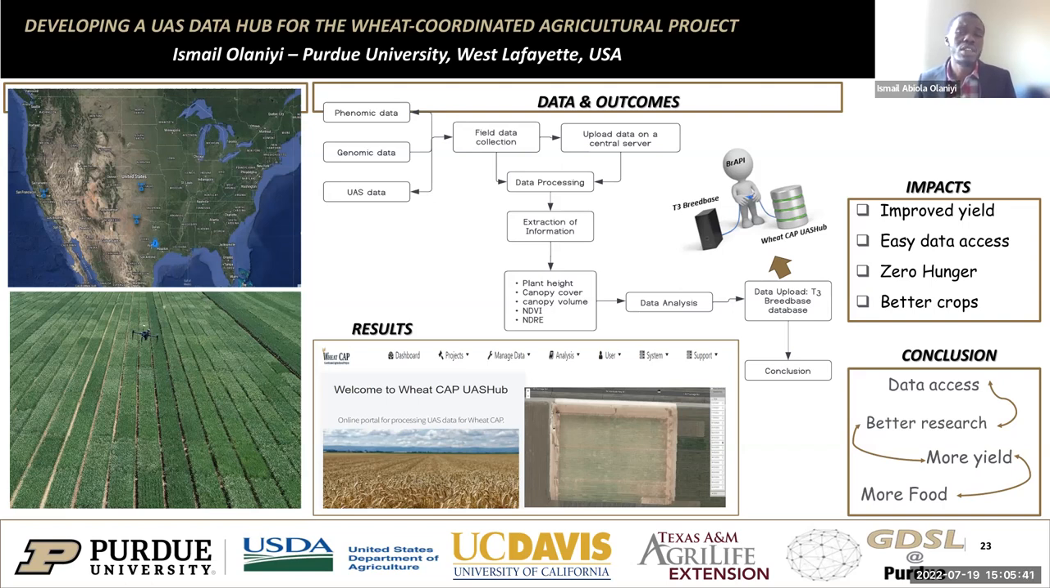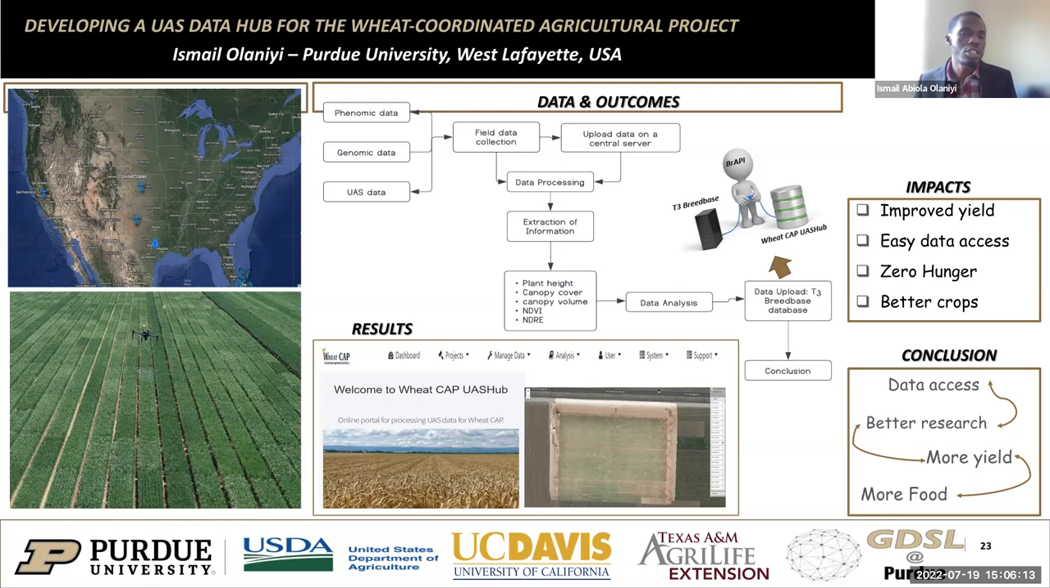In this research, we are developing a UAS Data Hub, which is an online platform for processing, analyzing, and visualizing UAS data for wheat crop. To do this, we are collecting data sets across various fields within the country, using drones equipped with sensors that would help capture high resolution data about the wheat crop. We have developed automated workflows in form of algorithms to process this data to obtain information such as the plant height, canopy cover, canopy volume, and vegetation indices such as NDVI and NDRE.